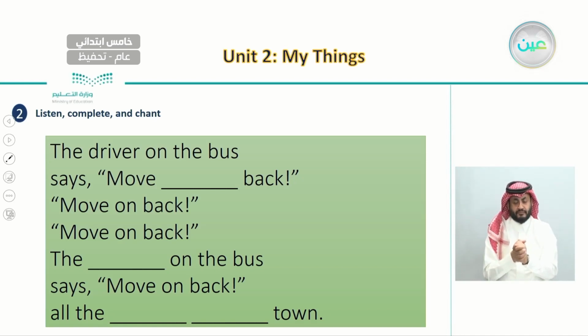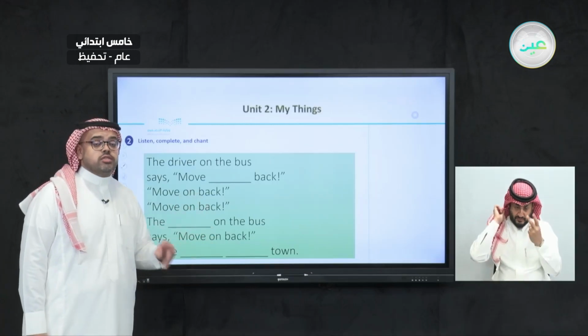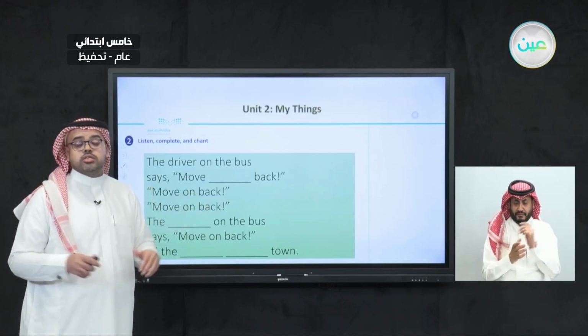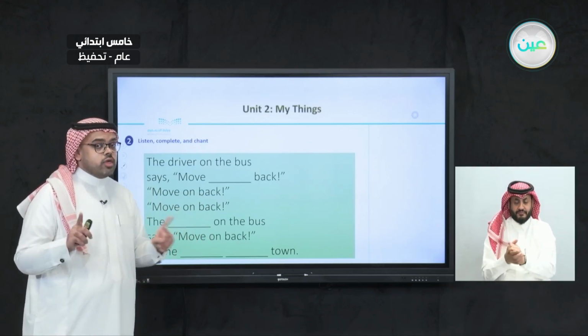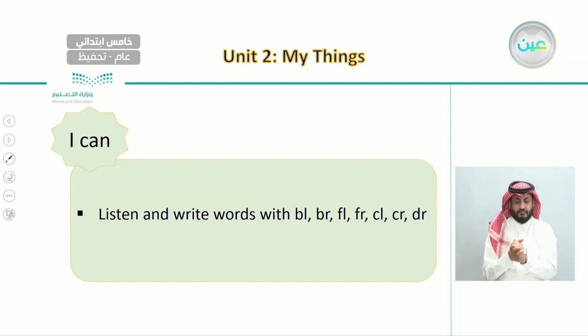So here we do have listened to this chant twice. I hope that you were able to write down the missing words. So at the end, it is important that we are able to listen and write words with these sets of letters: BL, BR, FL, FR, CL, CR, and DR.